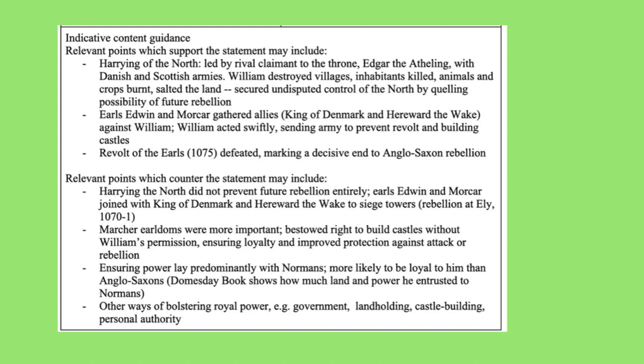So, for example, your point could be that the harrying of the North was led by a rival claimant to the throne. And then you explain that William destroyed villages, he killed the inhabitants, he burnt the crops and the animals, salted the land and so on. And then it's really important that you link that back to the question with an explanation. You explain that all of this meant that he secured undisputed control of the North by quelling the possibility of a future rebellion. That makes it really clear for the examiner to see that you know what you're talking about and you've got a clear argument which links really closely back to the question.